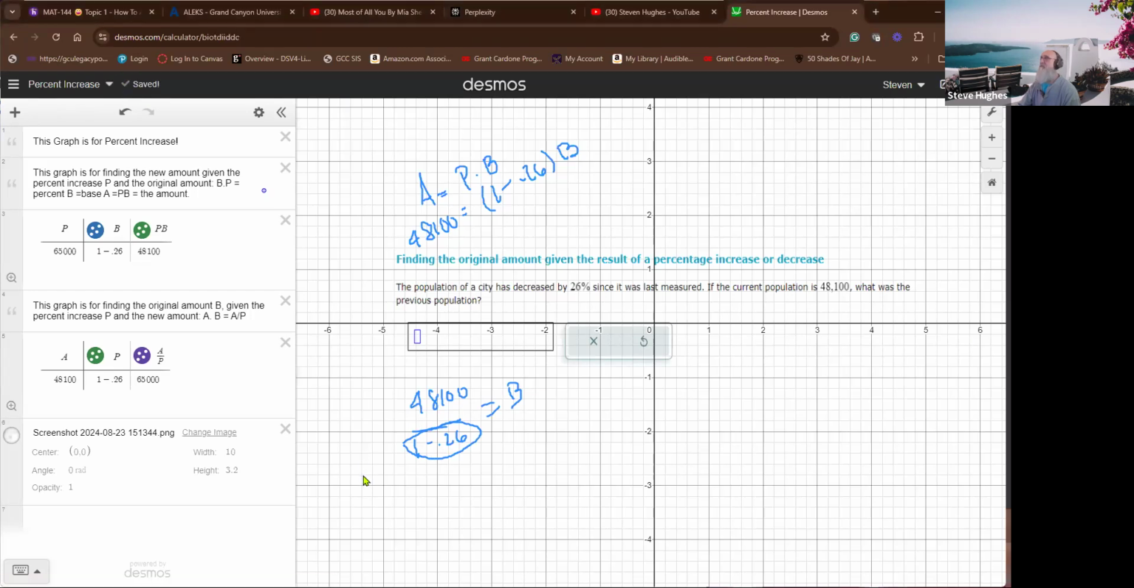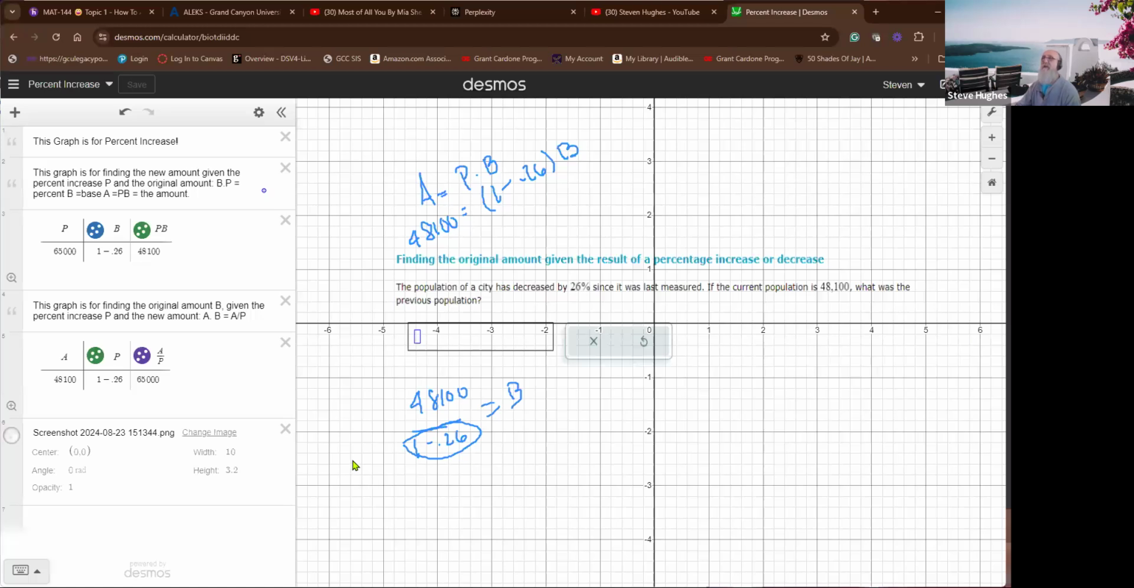So having done that, we're going to ask ourselves the next question. Do we expect the number that we find to be larger or less than 48,100? Right. We expect it to be more than. Why? Because the population decreased.